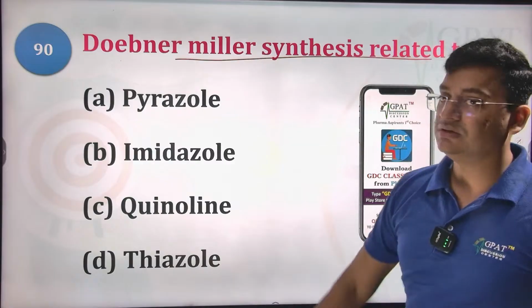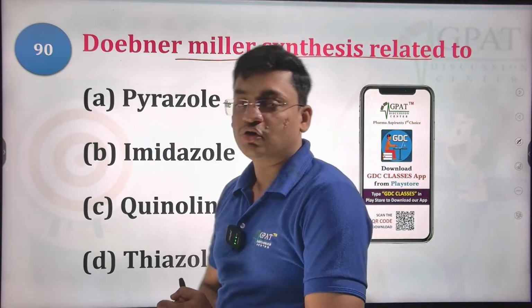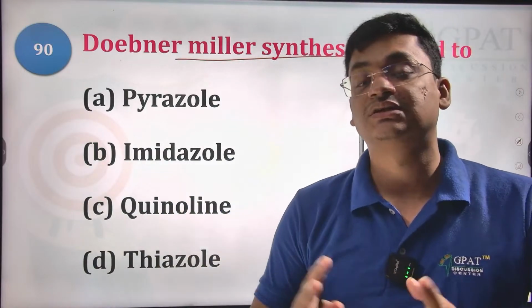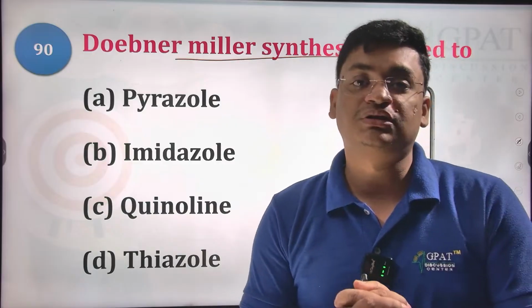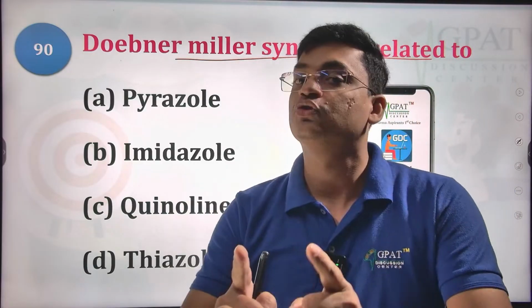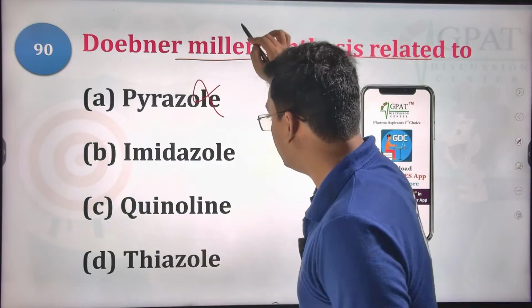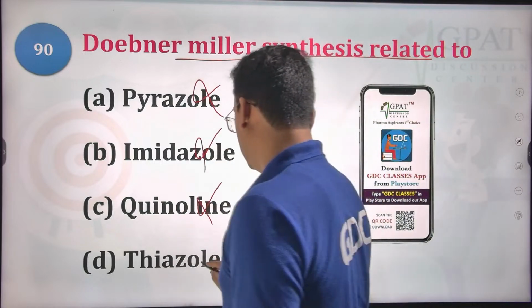Doebner-Miller synthesis, Friedlander synthesis, and Bischler-Napieralski synthesis. All these three synthesis reactions are used for the synthesis of isoquinoline. Options: isoquinoline, pyrazole, imidazole, quinoline, and thiazole.